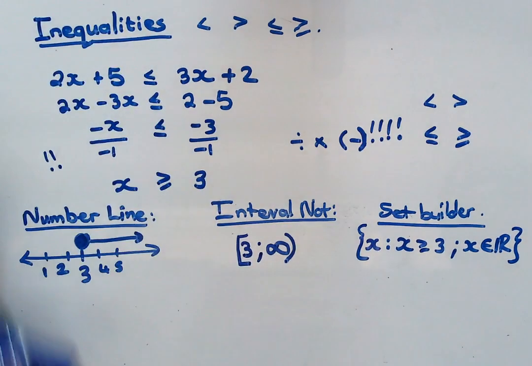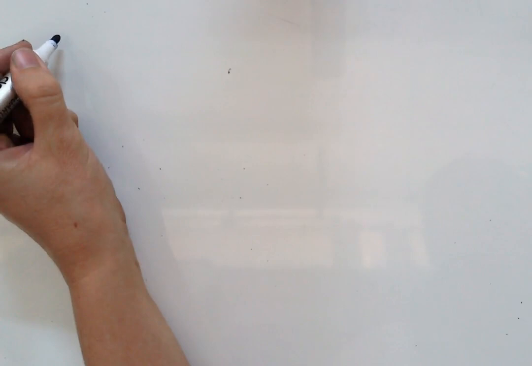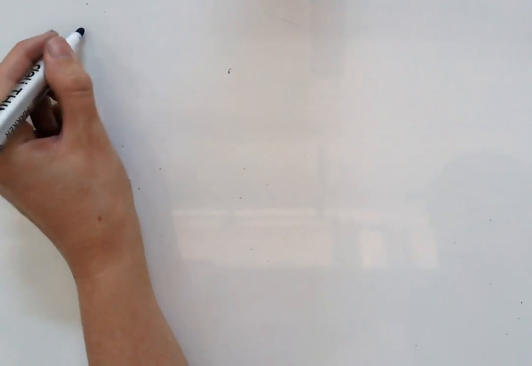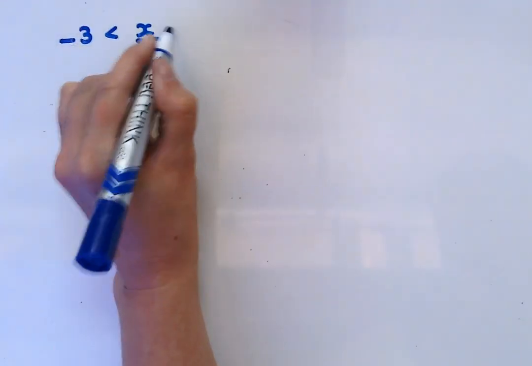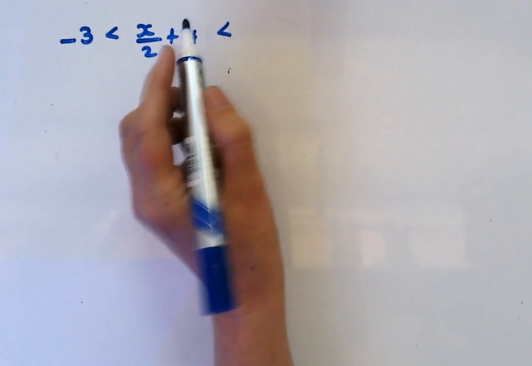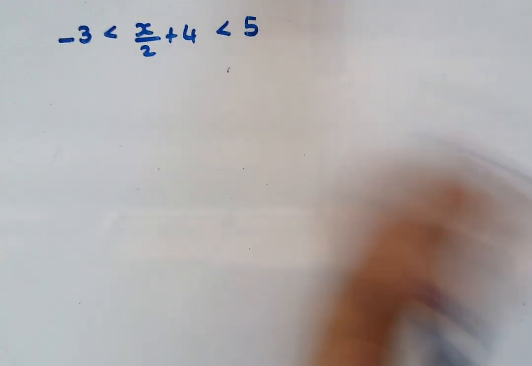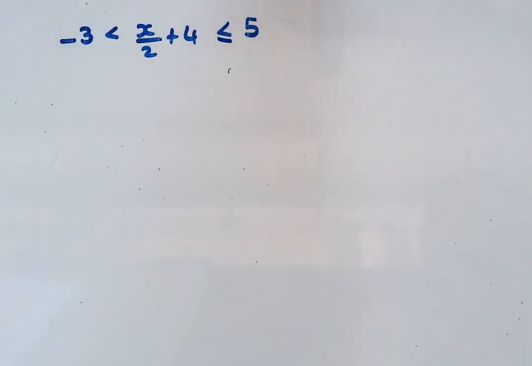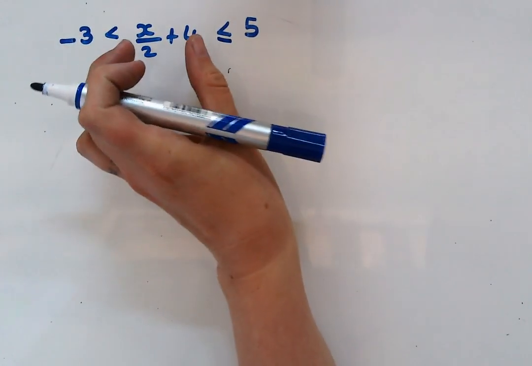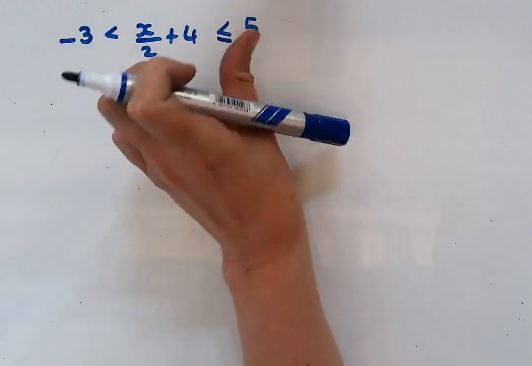Right, let's just quickly look at one other example of inequalities. You get these ones that have minus 3 smaller than x over 2 plus 4 smaller than 5. Right, that has two inequality signs. Let's just make us equal with one of them. Right, this means that this expression lies between negative 3 and 5.